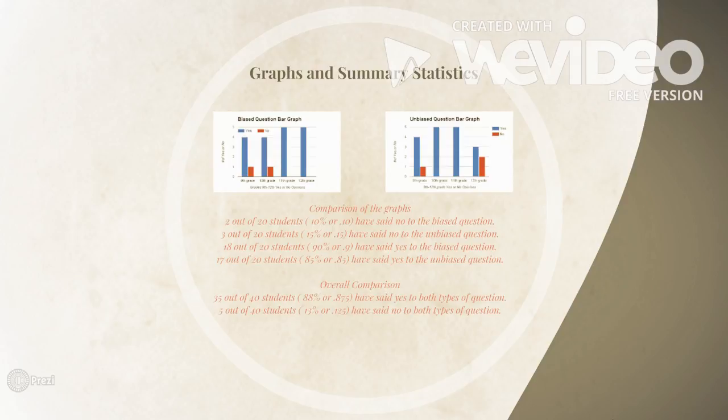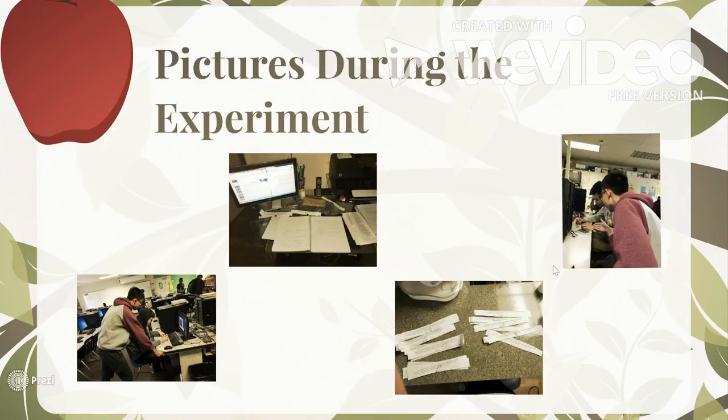Combining the graphs together, the overall comparison of supporting the changes to cigarette smoking is an overwhelming 88% and only 13% of students have said no to both types of graph. Here is my partner giving the survey to classes in some of his subjects.